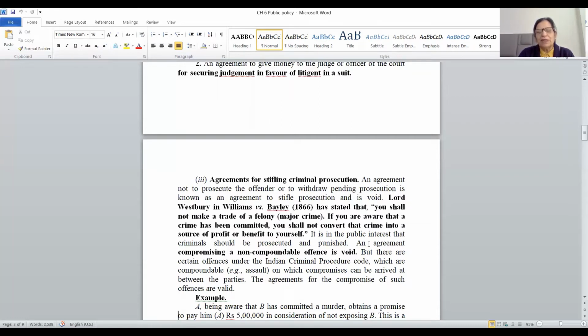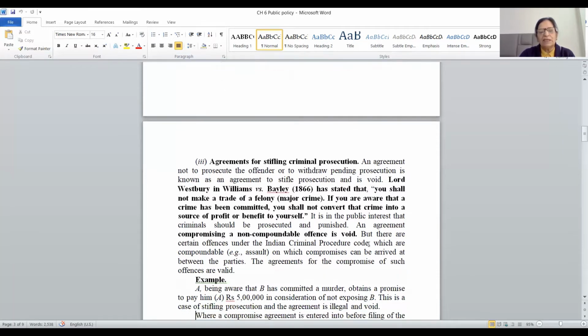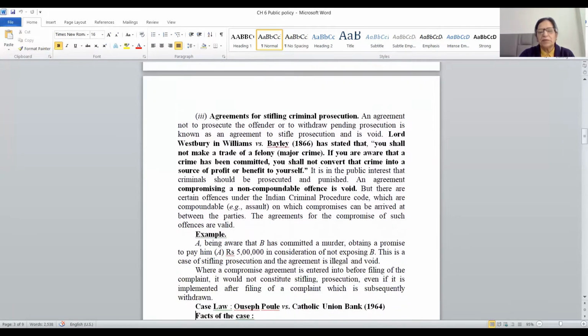But there are certain offenses under the Indian Criminal Procedure Code which are compoundable. Assault is a very good example of this. And now, friends, after this, I will take up more points.